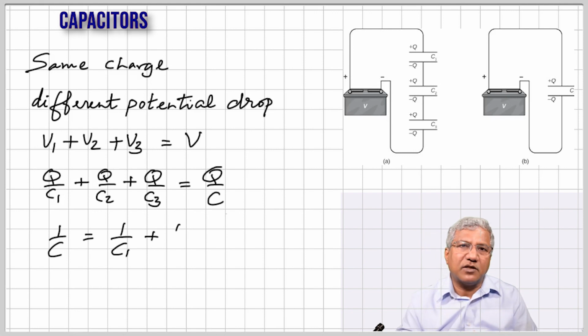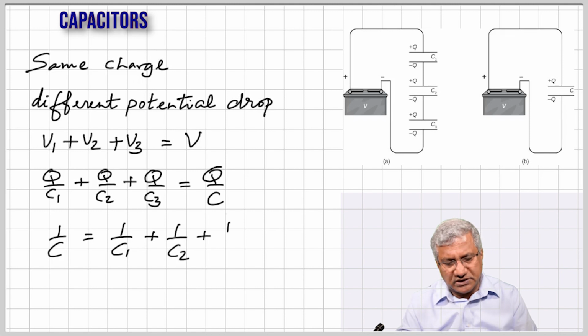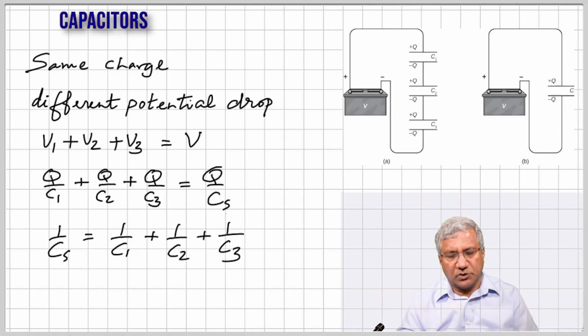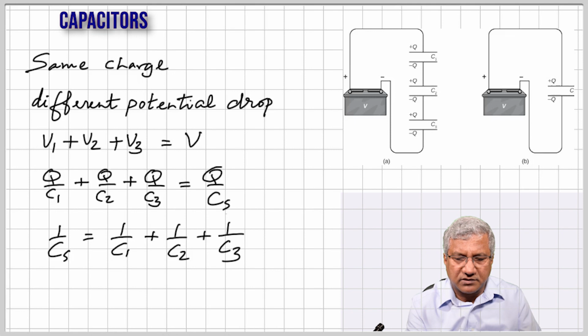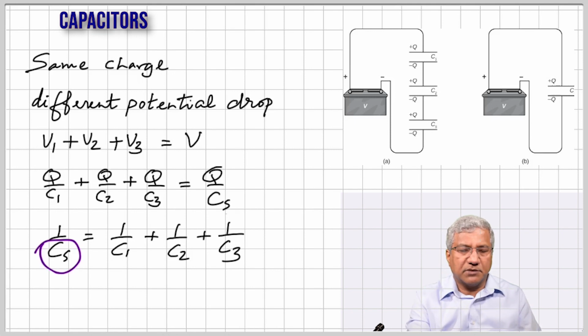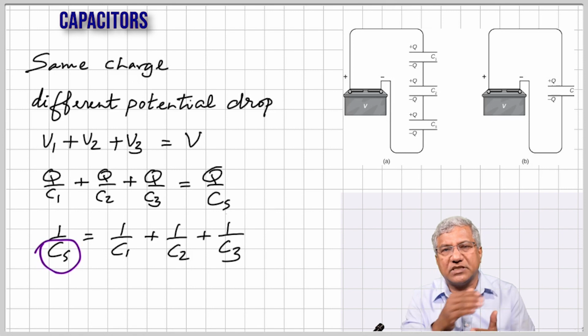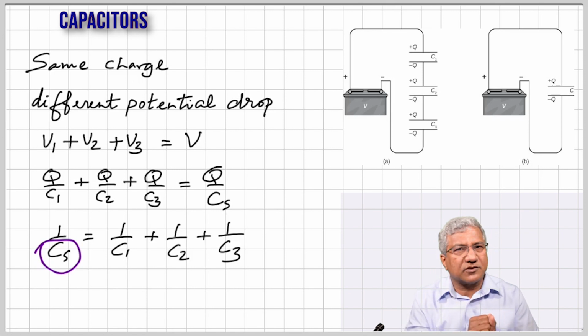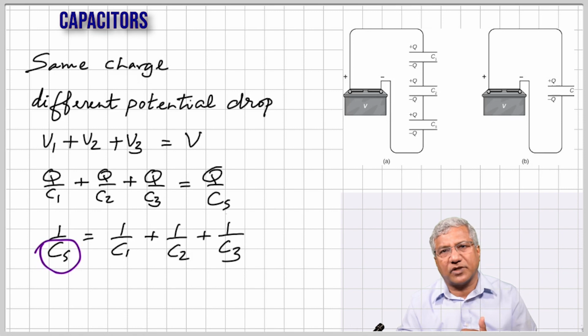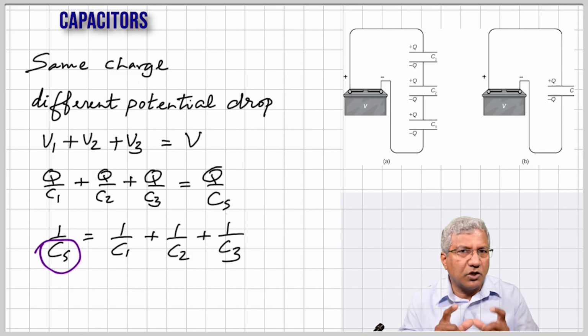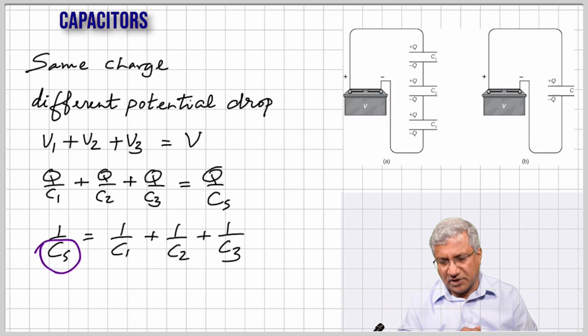The Q's cancel out. So you have 1 over C is 1 over C1 plus 1 over C2 plus 1 over C3. This is the formula used to find the equivalent capacitance of capacitances connected in series. Remember, C sub S is what we're looking for. So when you do the math, remember on the left-hand side is 1 over C sub S. So many students forget to flip it. Many students forget to take the reciprocal of that. So don't. Please take the reciprocal, okay? Don't forget.